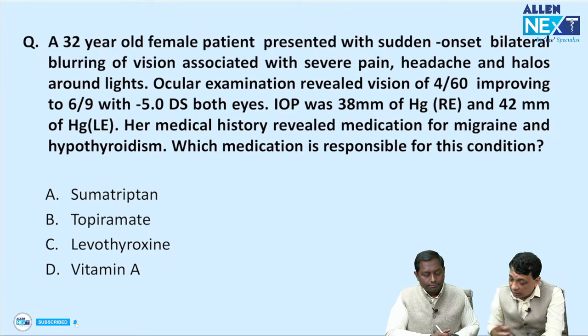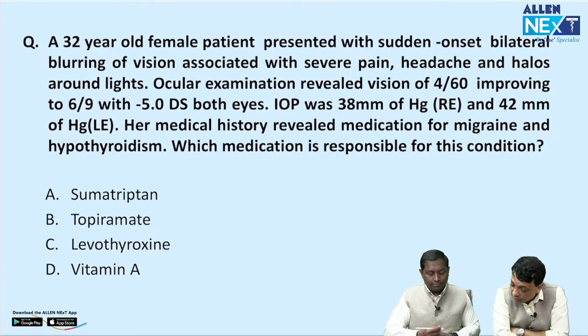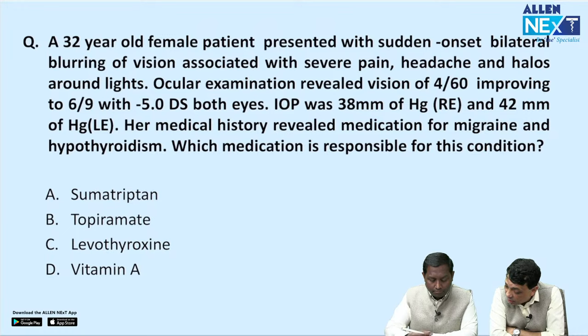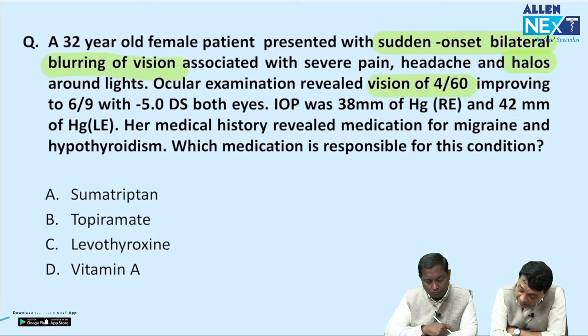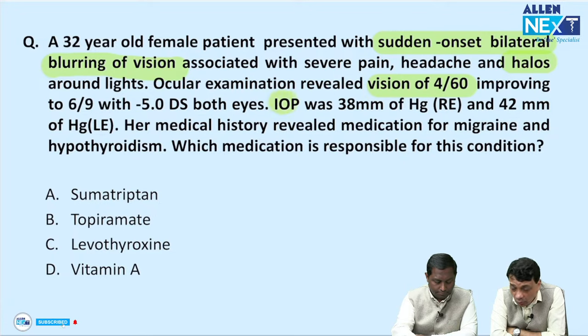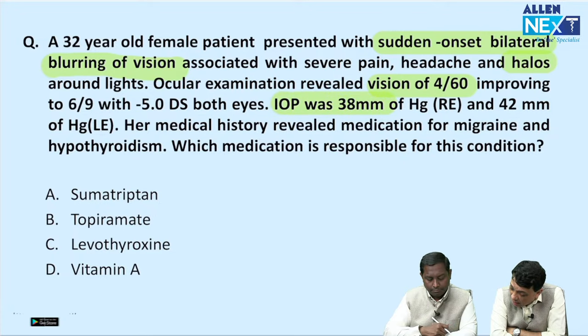Now, this is a more detailed question, and again, let's pay attention. A 32-year-old female patient presents with sudden onset bilateral blurring of vision associated with severe pain and headache and halos around lights. Now that gives us a clue. Halos around lights is a very specific clue. An ocular examination revealed a vision of 4/60. Okay, that's very poor vision, hardly reading the first line, improving to 6/9 with a -5. So that's pretty high myopia in both eyes. Intraocular pressure was 38 mmHg, very high, in one eye, and 42 in the left eye. And her medical history revealed medication for migraine and hypothyroidism.